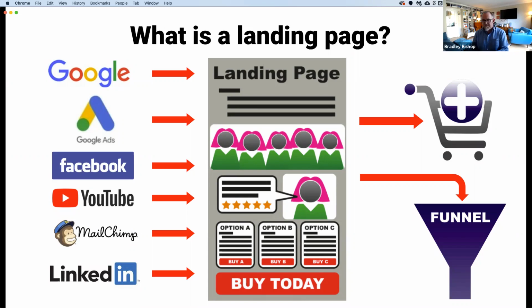And what you want is to make that page as compelling as possible to try and convert someone either to make a purchase straight away or to make an inquiry so that they end up in your sales funnel, right?